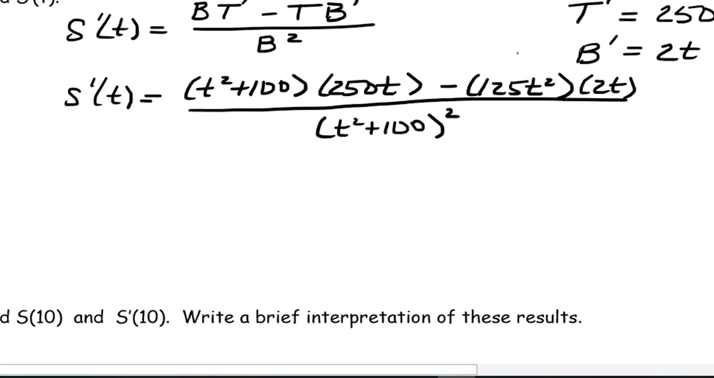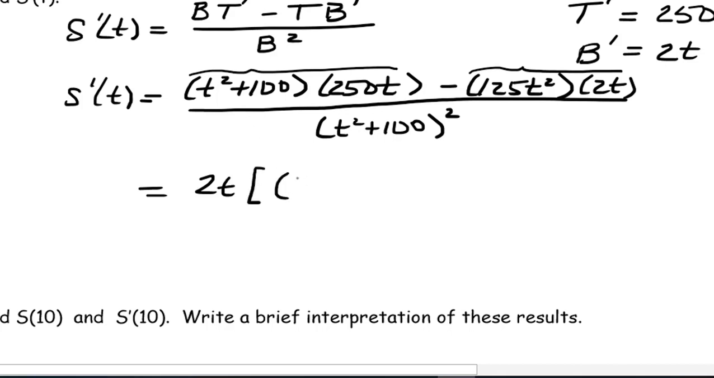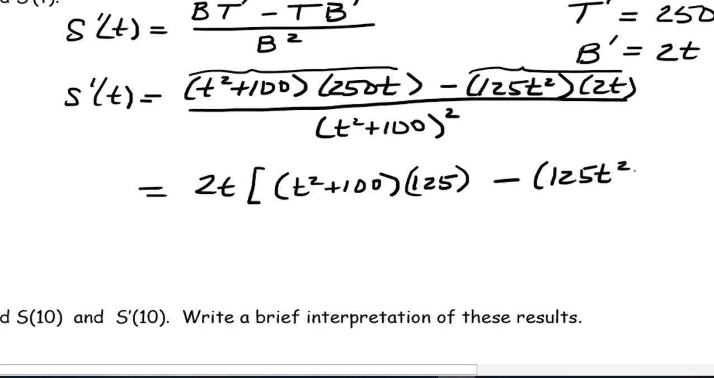I see that these two big terms here have at least a 2t in common. So I'm going to factor out 2t, and let's see what's left behind. In the first term, we have t squared plus 100, and I divided out the 2t, so that leaves 125 instead of 250t. Minus, I took out the 2t there, so that's 125t squared. Oh, look, I missed something. There was also a 125 we could factor out. So let's factor that out too instead.